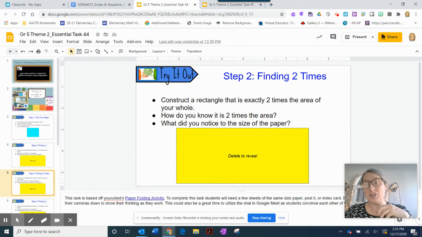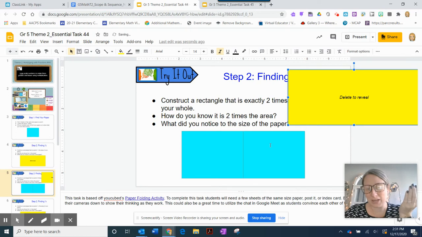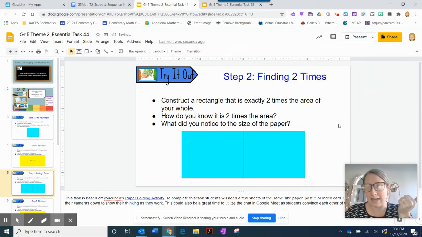Now I need to construct a rectangle that has an area 2 times the size of my original rectangle, right? Which we know we're just going to have 2 of our sheets of paper, right? We have an image here to demonstrate that for them. You can just delete that to reveal, right? So this is what it's going to look like. So students hold up their paper or tilt their cameras down.